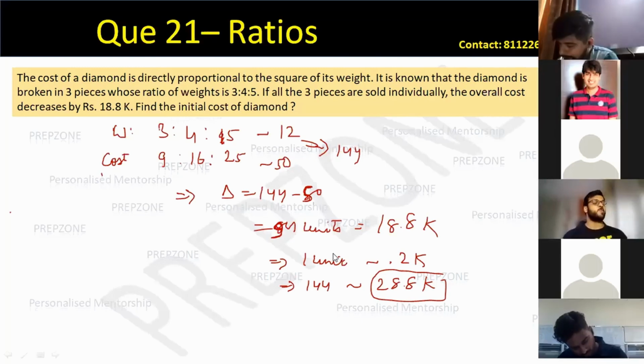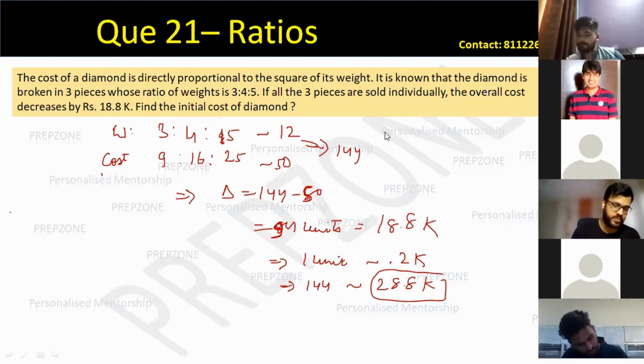Yes. Done. Easy question. Solution is there right in front of you. 28.8K. Initial weights were in the ratio of 3:4:5. So cost will be square of them. 9:16:25. If he sells the entire diamond together, so weight is 12K. So cost will be 144 times. But if he sells it individually, cost will come out to be 50. Bas difference nikal lo. 144 minus 50, 94 units is 18.8K. So 1 unit is 0.2K. So 144 units will be 28.8K.